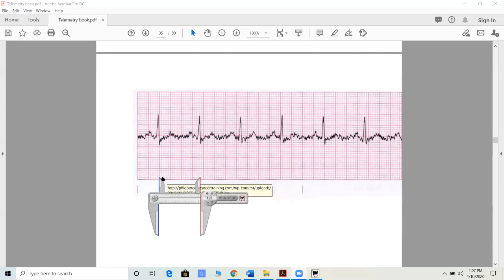All right, let's try the large boxes. One, two, three, almost four large boxes. So 300 divided by four gives us 75. If we do the small boxes, we said 19, and the rule of 1500 divided by 19 gave us 78. So the more accurate heart rate would be 78. That is going to be your ventricular rate.